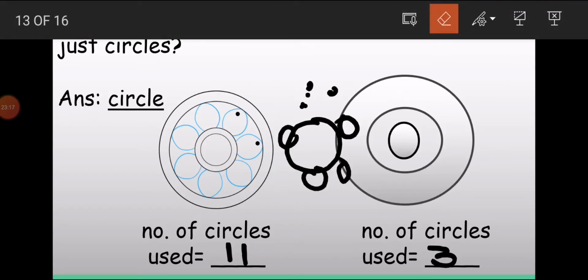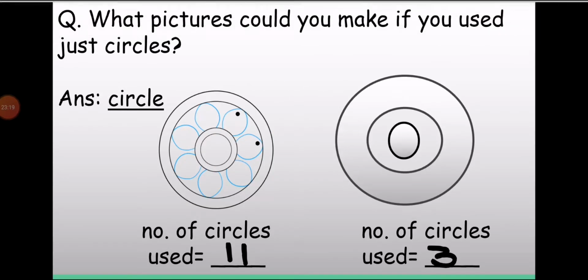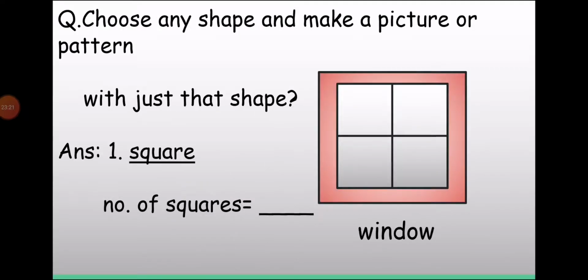So these are my pictures or patterns. Now I'm moving on to our next question. Choose any shape and make a picture or pattern with just that shape. Only one shape we can use and make a pattern. So I've chosen a square. Write the question, and write the heading: square, number of squares used.